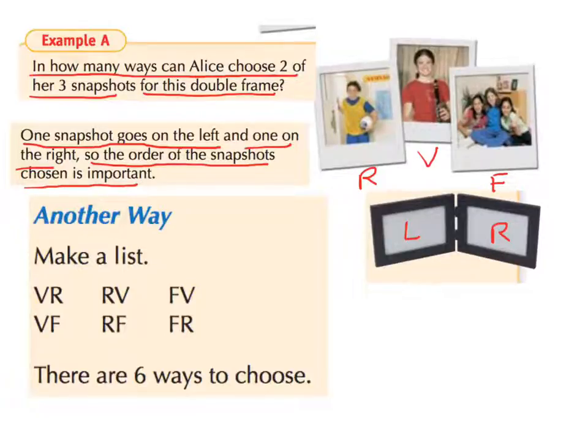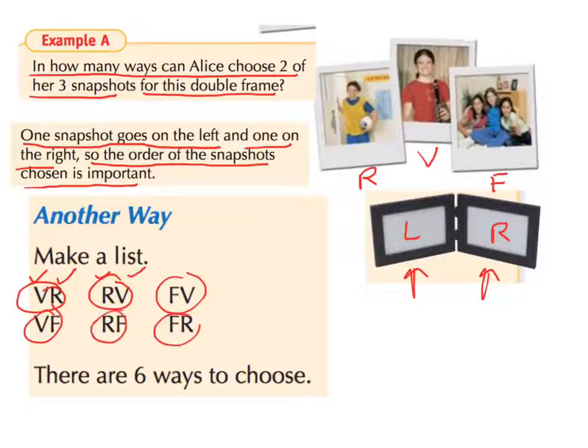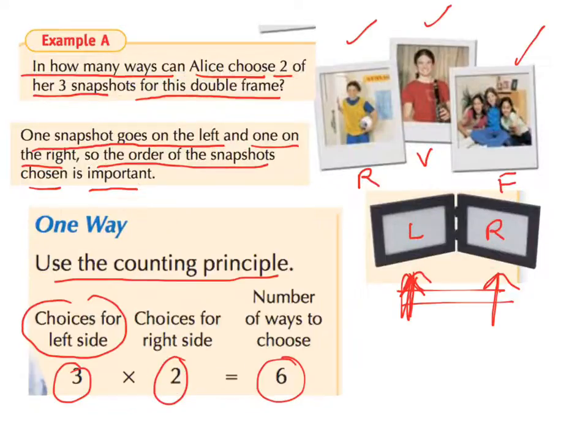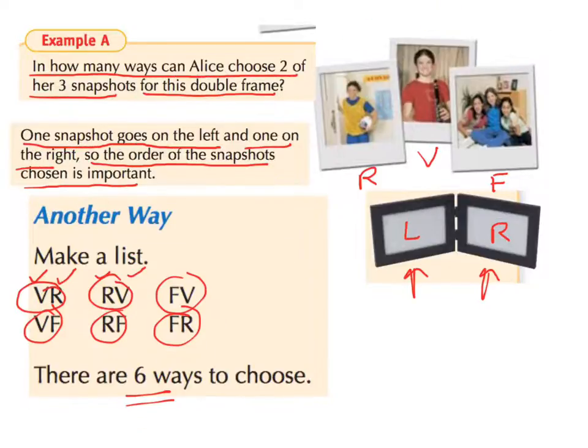He can either choose victory on the left and recreation on the right. That's one way of arrangement. Or he can choose recreation on the left and victory on the right. Another way of arrangement. And so on. So there are 6 ways to choose. It's the same whether you use the multiplication principle, counting principle, or the listing principle.